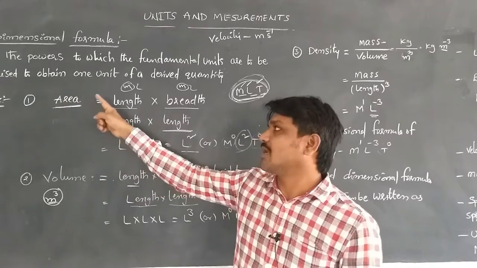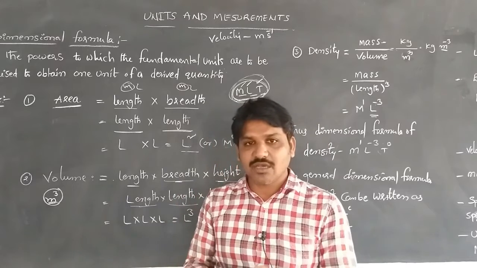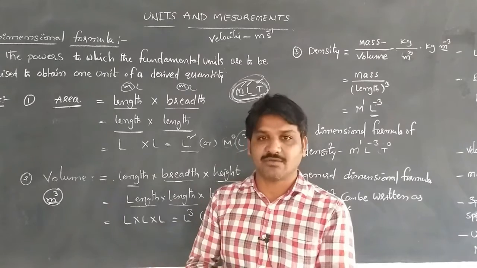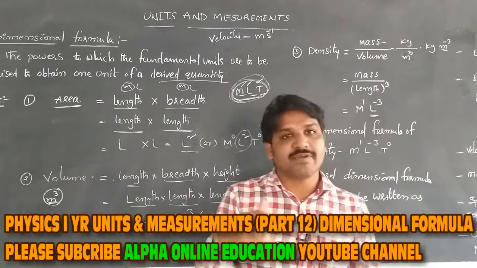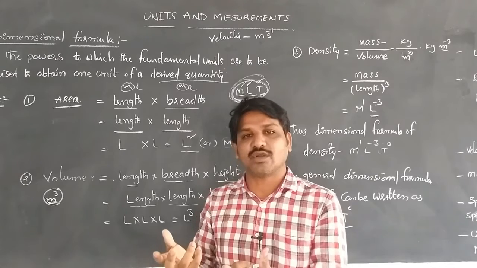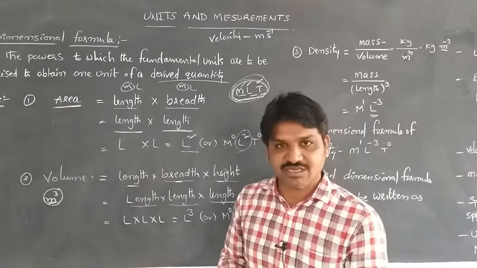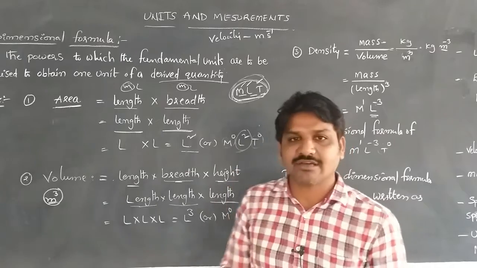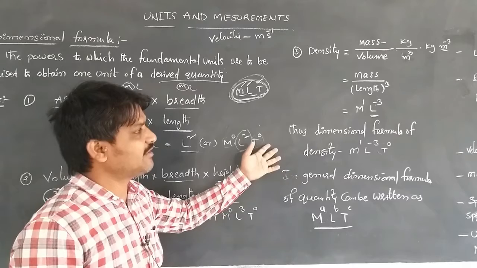So once again, the dimensional formula means the powers to which the fundamental units are to be raised to obtain 1 unit of a derived quantity. To derive 1 unit of a derived quantity, we will raise the powers of the fundamental units. To express the derived quantity, we will use the fundamental units. So that is called a dimensional formula of that quantity, whatever quantity we want to take. So these are the examples of how we take the dimensional formula of physical quantities.